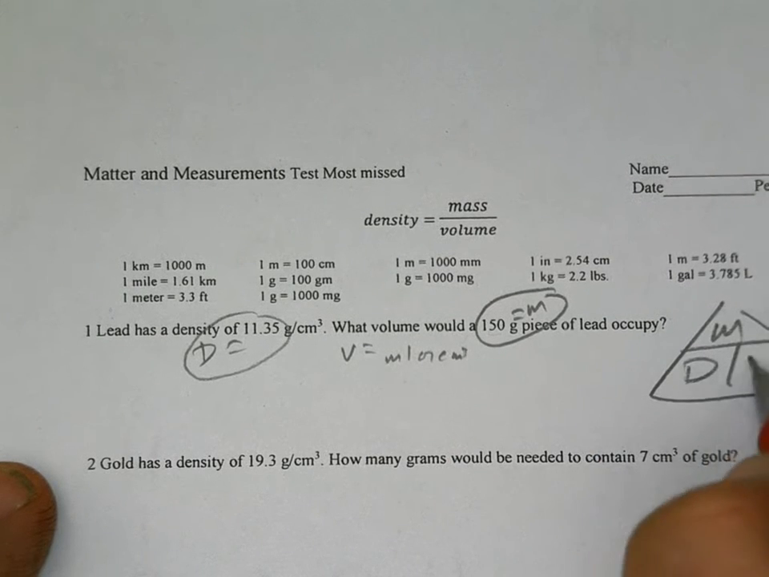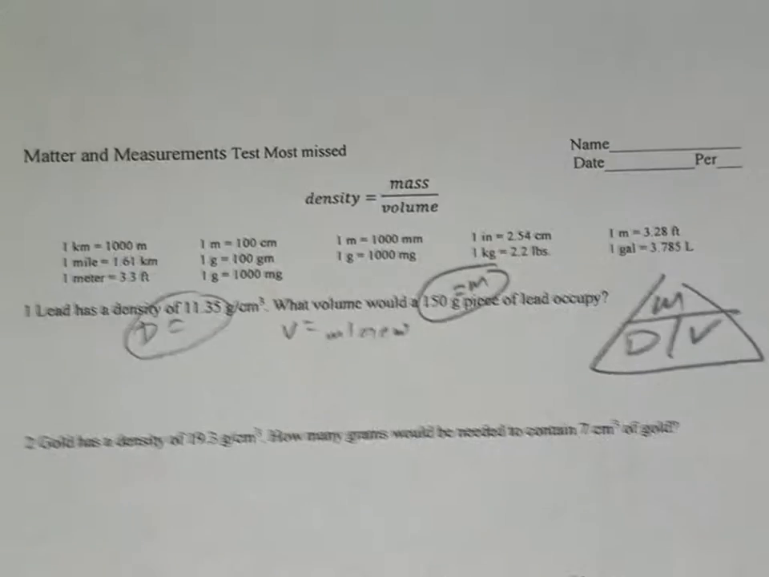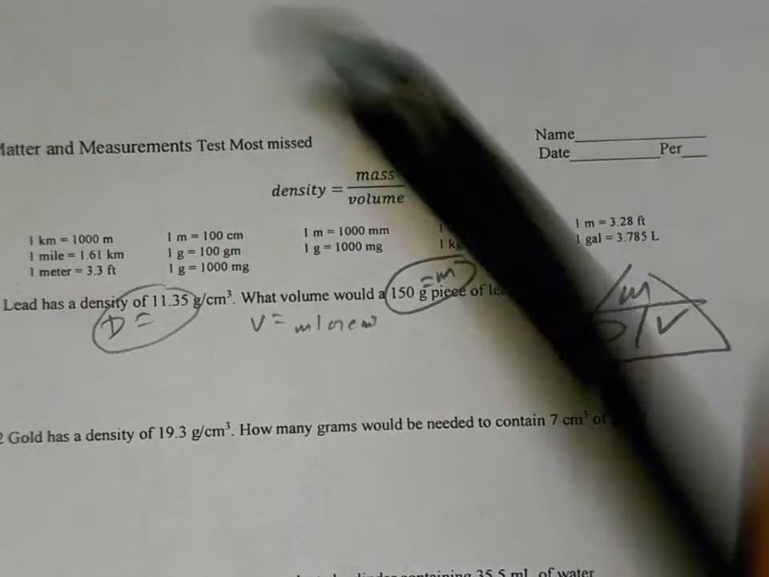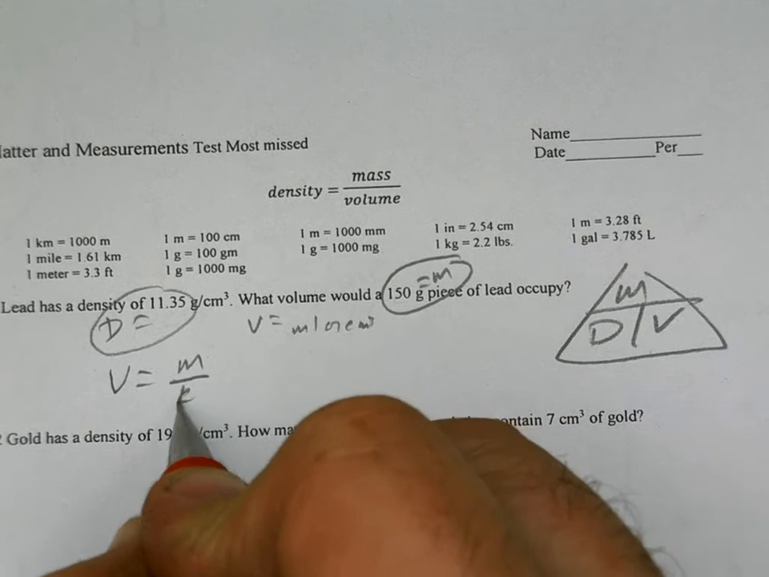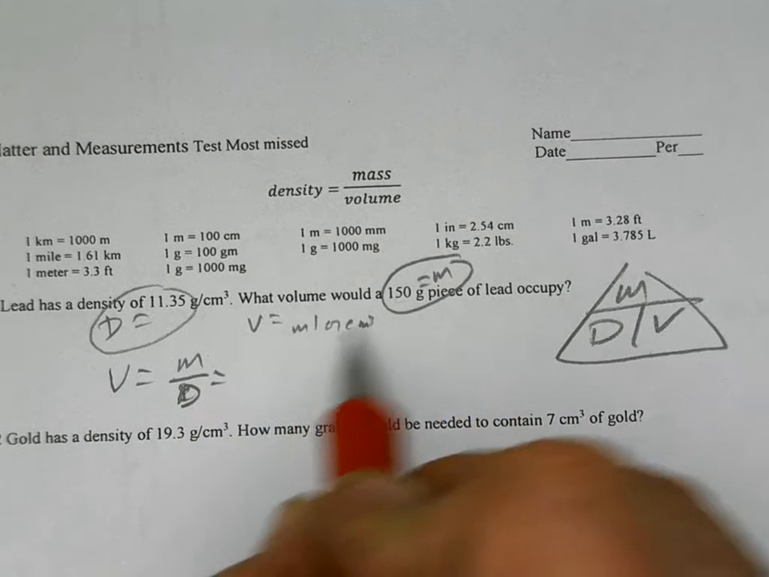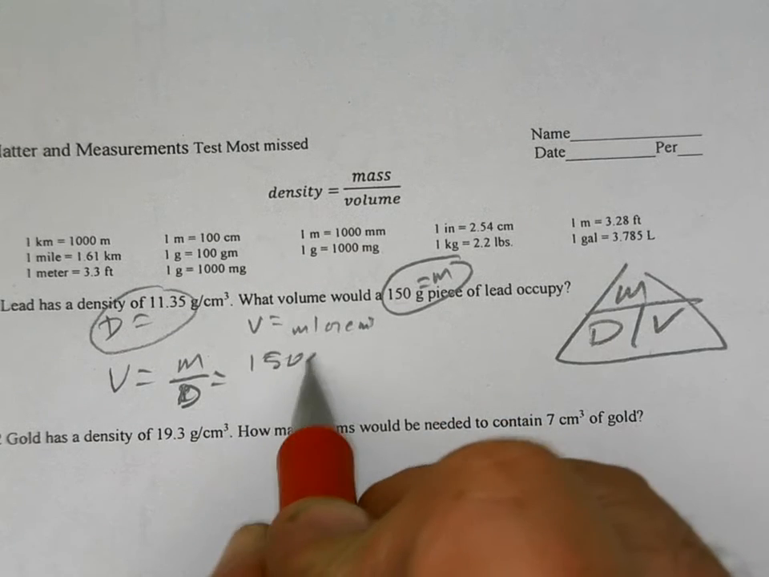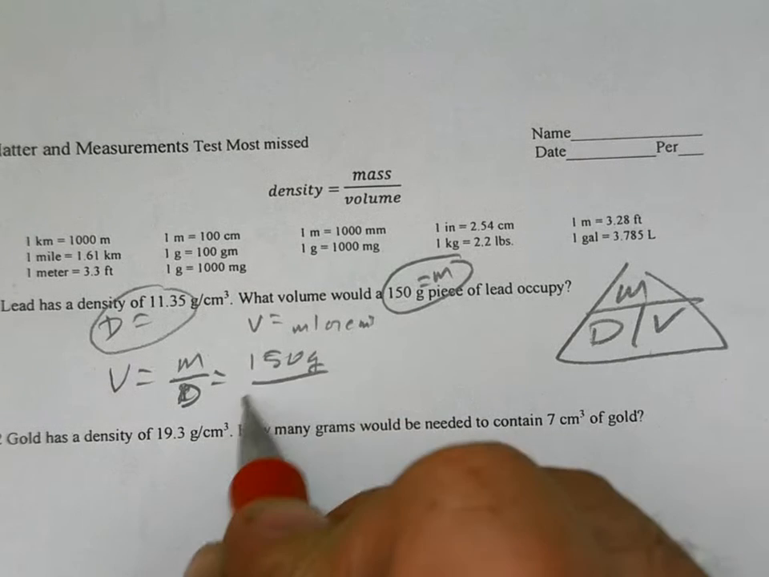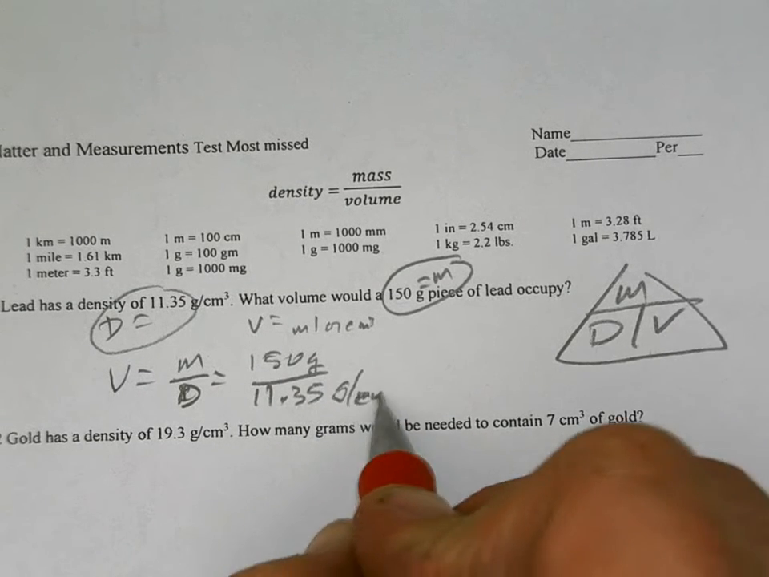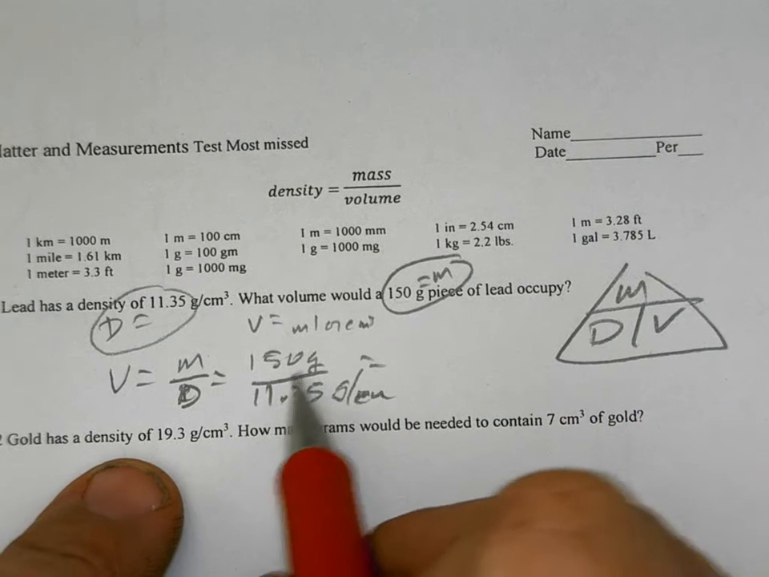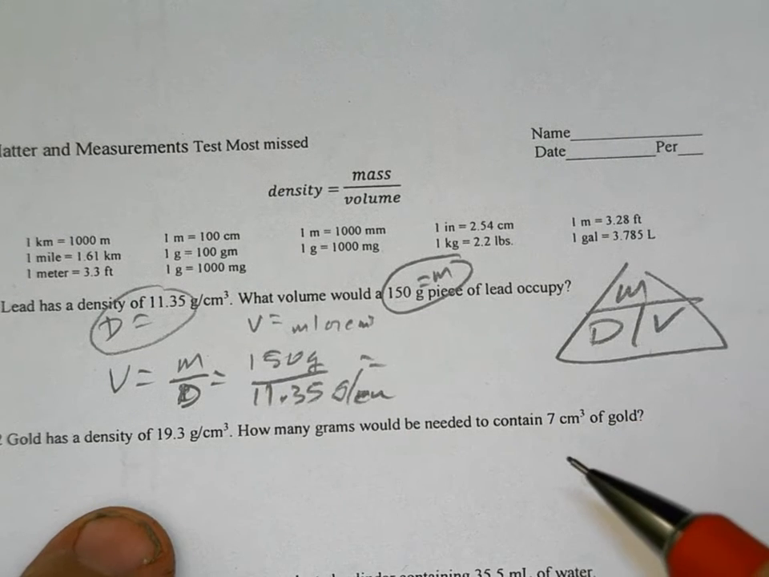Density is mass divided by volume. We're looking for volume, so we have to do mass divided by density. V equals m over d. Substitute in: the mass is 150 grams, and the density is 11.35 grams per milliliter. Okay, so there you go. Put that in your calculator.